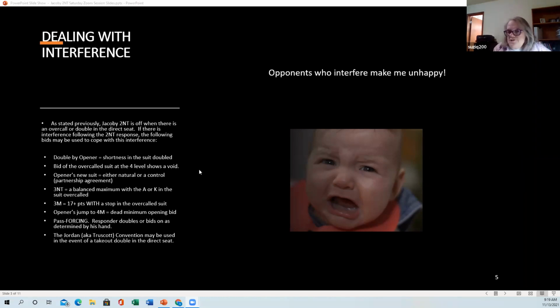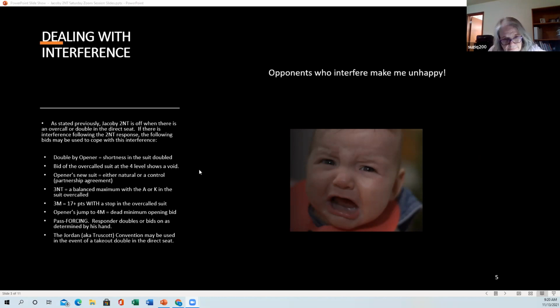Now, if opener bids a completely new suit, it can be either natural or a control showing Q bid, depending on partnership agreement. There's that term again, partnership agreement. If he rebids 3 no trump, that can be used to show a maximum with a stop. That is an ace or a king in the opponent's bid suit.